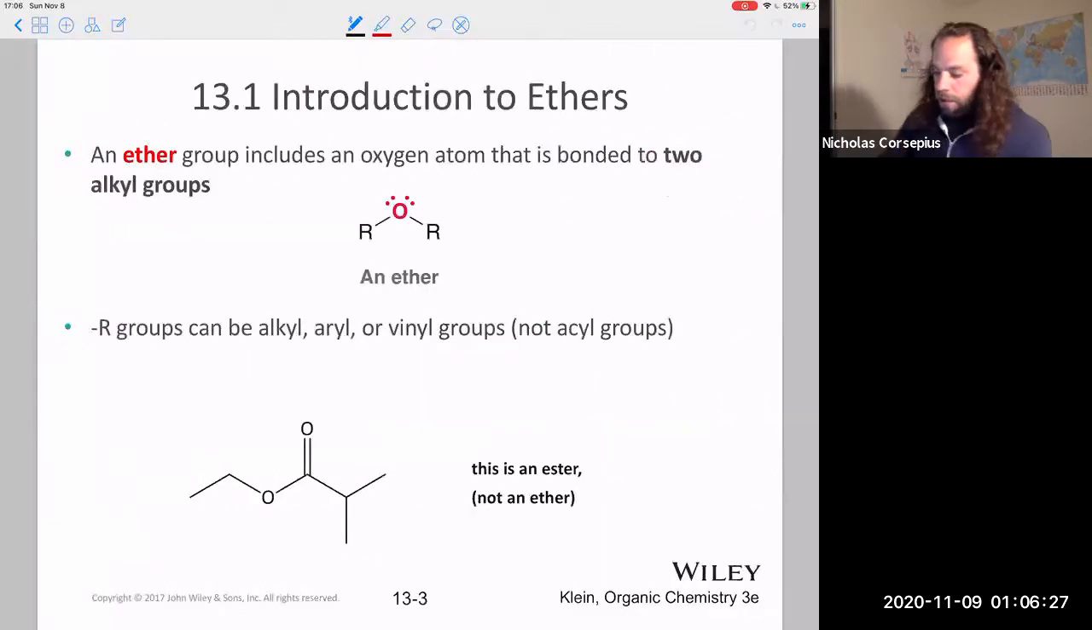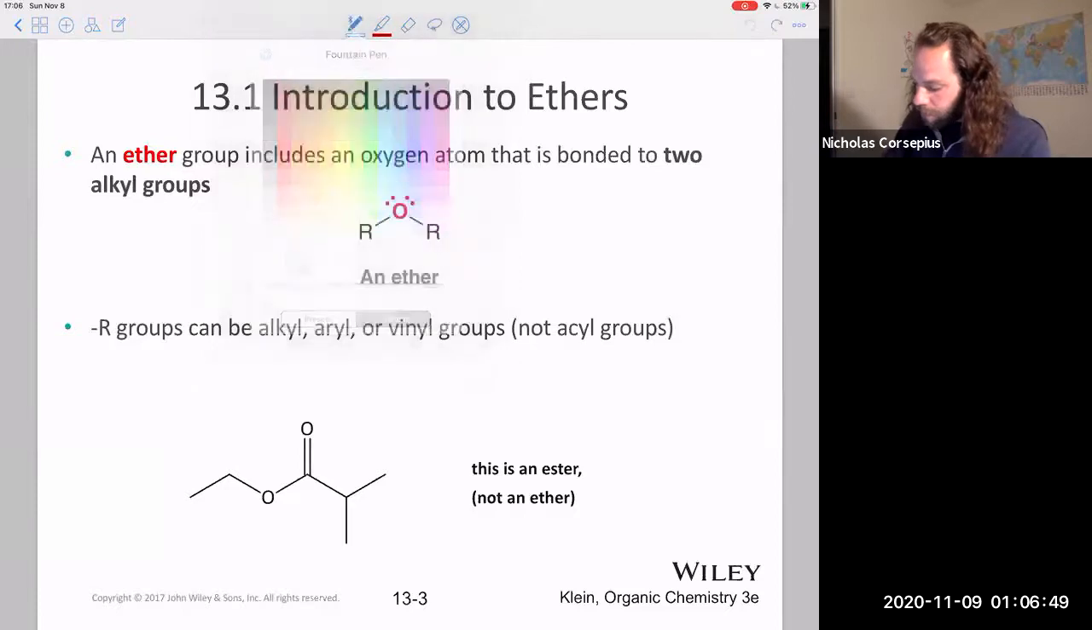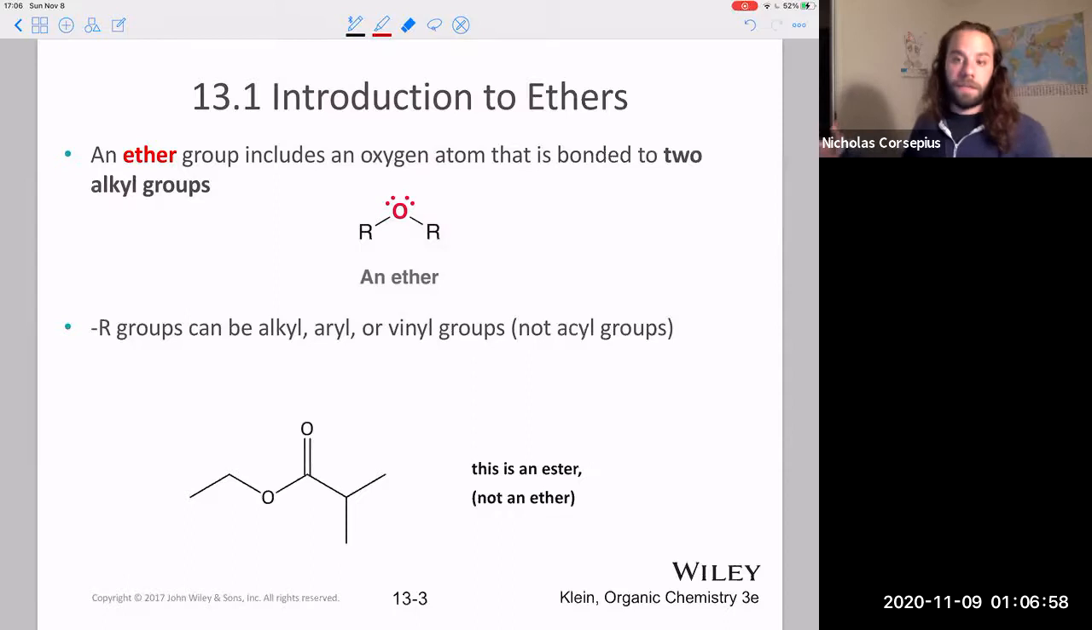So an ether, if we remember back to when we were learning functional groups, is a functional group that has an oxygen in the middle, and then on either side of that oxygen are going to be some sort of hydrocarbons, right? So these R's are going to be carbons of some length. Different than an alcohol, of course, where this would be replaced not by an R group, but by an H. That would be an alcohol.